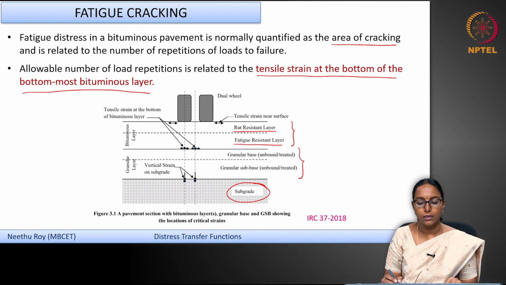So, essentially, due to repeated loading on such pavements, it is understood that when the tensile strain at the bottom of the bituminous layer, or the tensile stress, exceeds the limit, it will start cracking from the bottom, and bottom up cracking is essentially the major type of cracking in the case of bituminous pavement. Okay, so it is recommended to have a fatigue resistant layer as the bottom layer of the bituminous layers if there are 2 layers of bitumen.